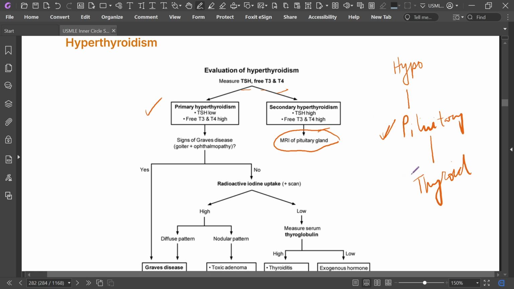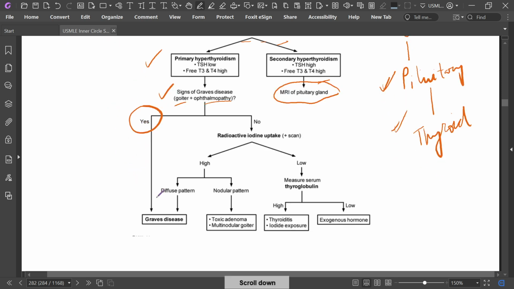And if the problem is in the thyroid gland, as it is primary hyperthyroidism, look for the signs of Graves' disease. What are those? Goiter and ophthalmopathy. If it is present, then it is Graves' disease.